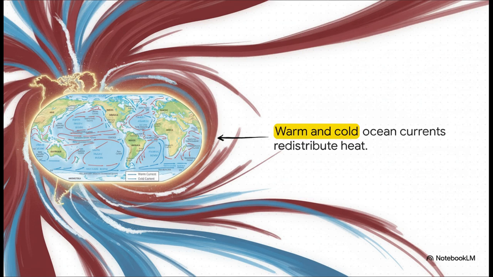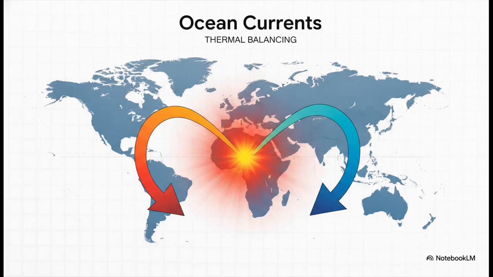This is a large-scale, constant movement of water. The crucial takeaway here is that these vast movements of water are constantly working to redistribute heat energy across the entire planet. They are literally the Earth's thermal balancing system, pulling excess heat from the tropics and dragging it all the way up to the freezing polar regions.